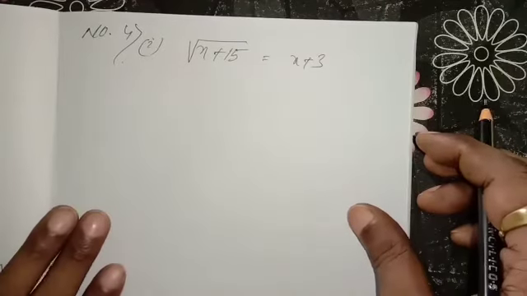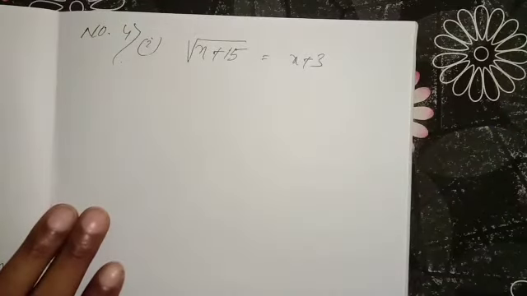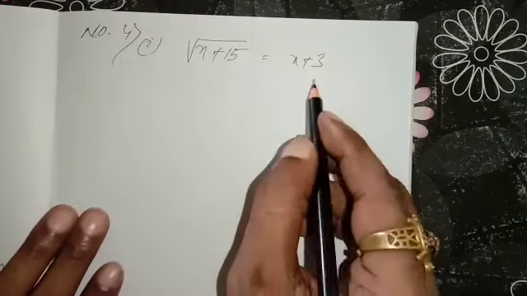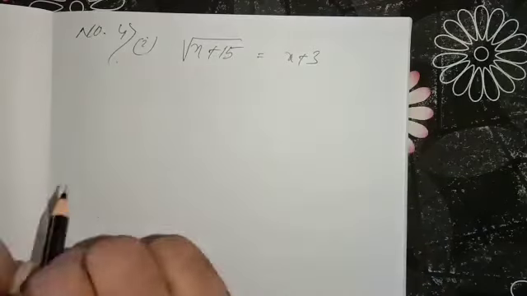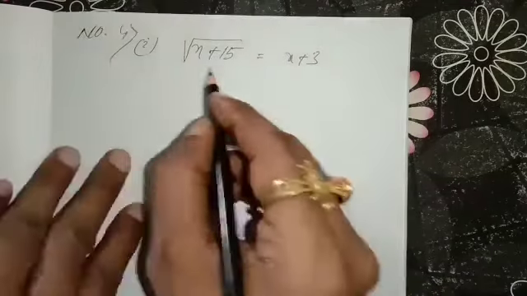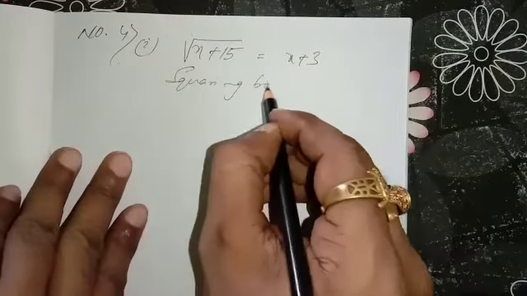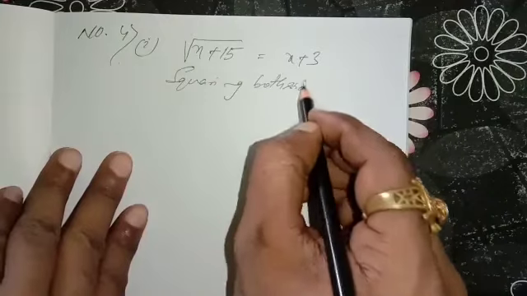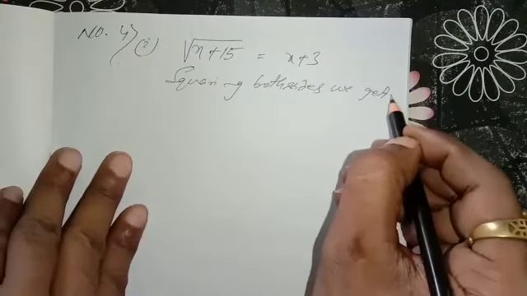See question number 4, first part. The question given is root of x plus 15 is equal to x plus 3. If this type of question is given, how to solve for x? You have to solve for x by squaring both sides. Squaring both sides, what will we get?